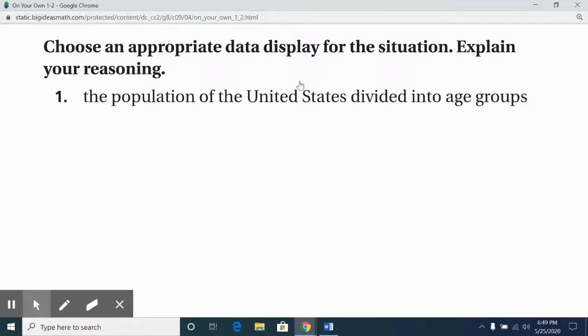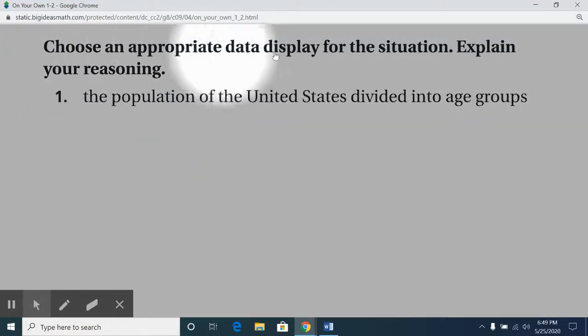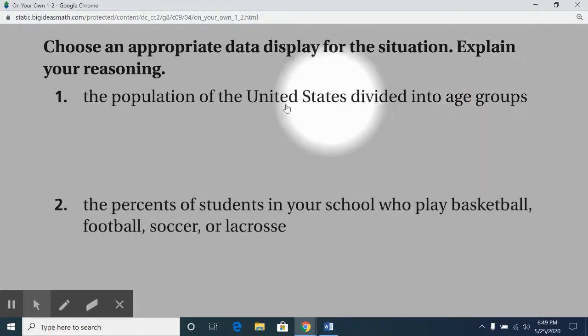Here's a couple on your own questions we can look through together. Same directions, but now they're talking about the population of the United States divided into age groups. So, divided into groups. And then the percent of students in your school who play basketball, football, soccer, or lacrosse. I'm looking at the word percents here. Maybe think of a couple of appropriate data displays for these scenarios, and then we'll talk about these.